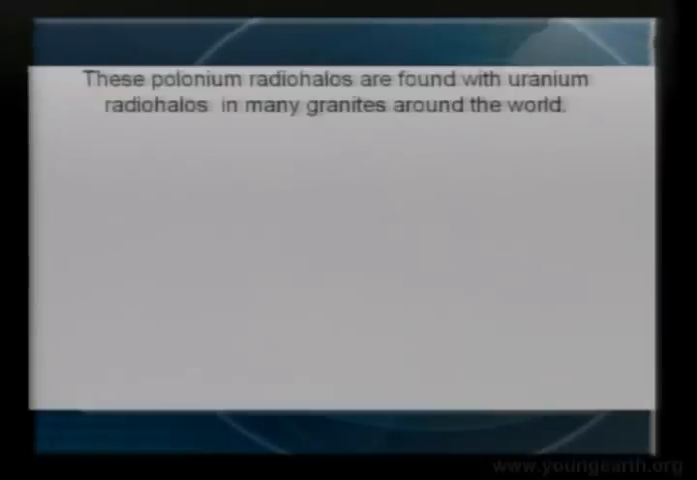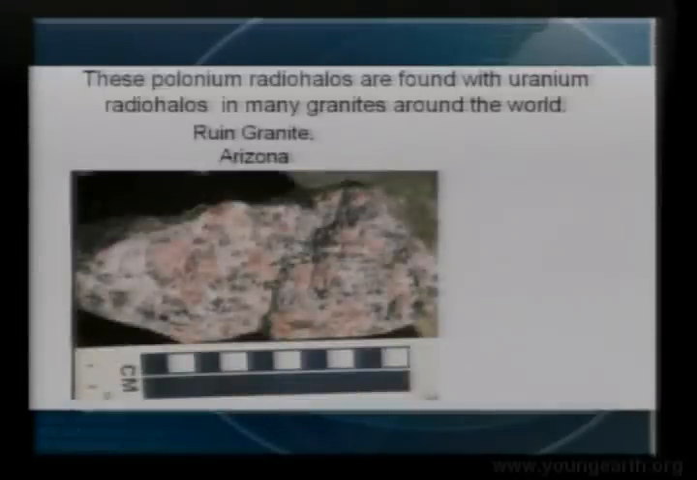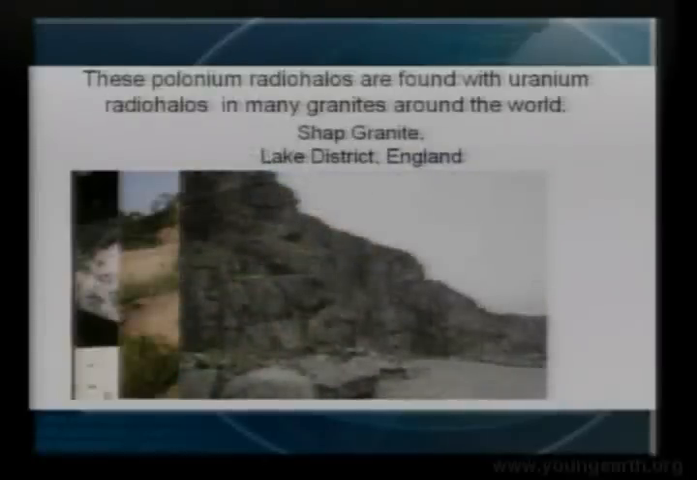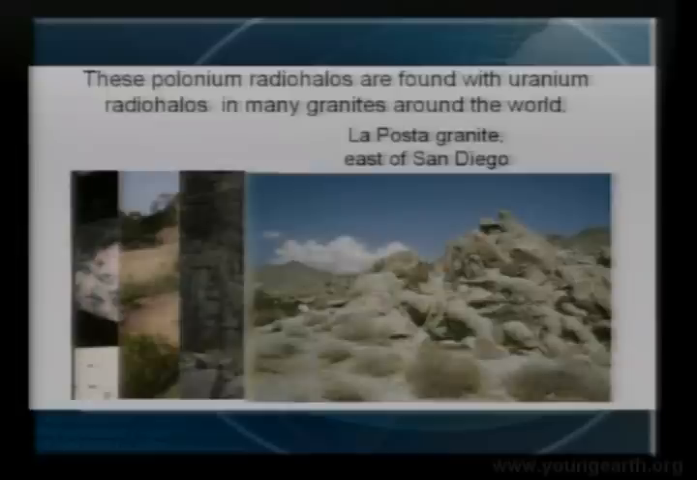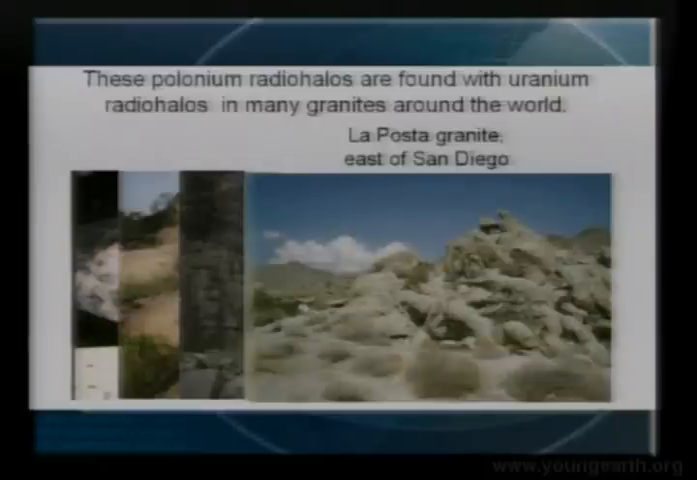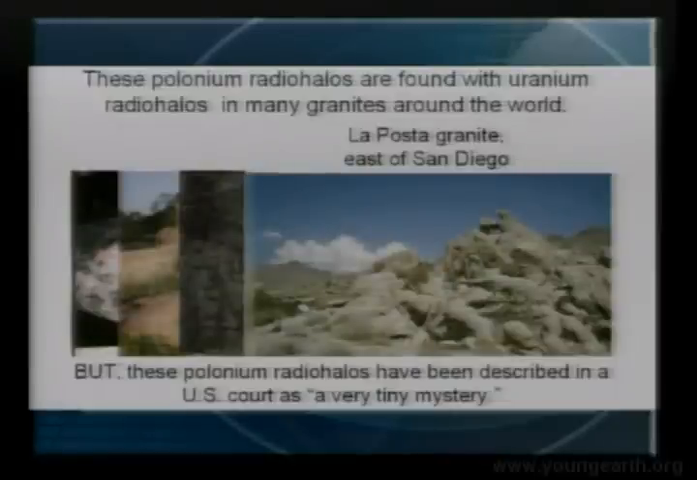These polonium radiohalos are found with uranium radiohalos in many granites around the world. This is what I did in my research, looking at these biotite flakes, say in the ruined granite of Arizona, or this granite in South Australia, the Shap granite in England, the granite east of San Diego. All of these granites had both uranium and polonium radiohalos in them. Big deal. Well, these polonium radiohalos, however, were described in a very famous US court case as a very tiny mystery. Why are they a very tiny mystery?